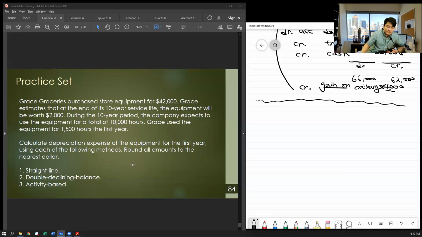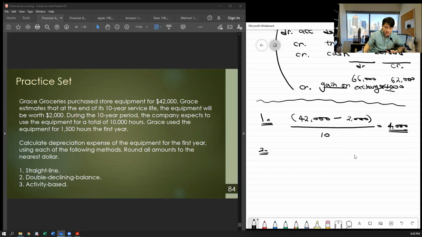So pretty much easy. So let's start with the straight line method. For the straight line method, you're going to start from 42,000, the original price of the asset, and you're going to subtract the residual value, which was 2,000. Okay. And you're going to divide it by the service life, which was 10 years. So every year, you are going to depreciate $4,000. Very easy. That's your year one, the first year depreciation amount, following the straight line method.